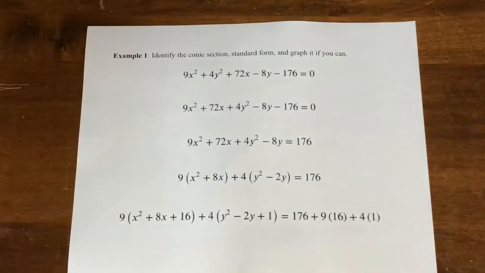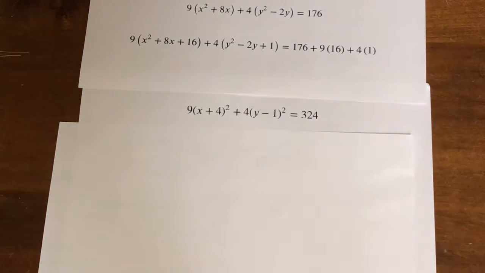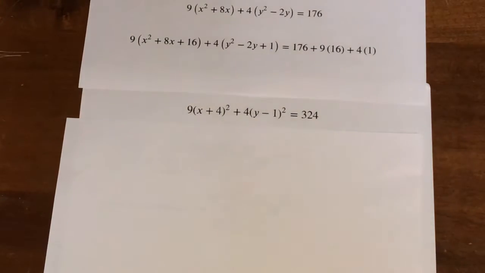is equal to 176, and now we have to add what we added to the left side to the right side. So it is 176 plus 9 times 16 plus 4 times 1. Simplifying this equation, we get 9 times x plus 4 squared plus 4 times y minus 1 squared is equal to 324. In order to get 1 on the right side, we must divide both sides by 324.